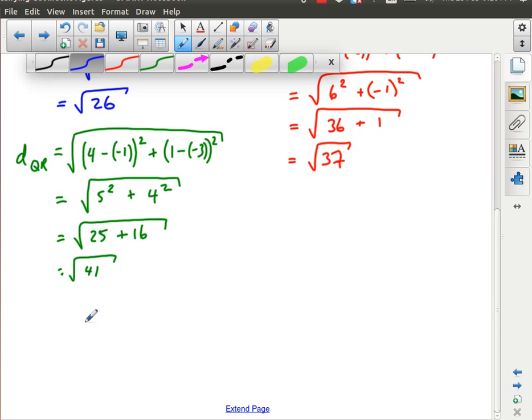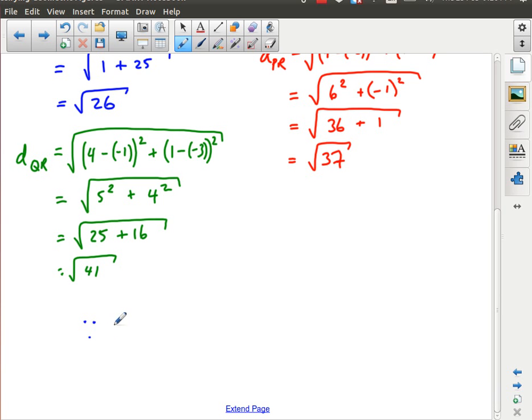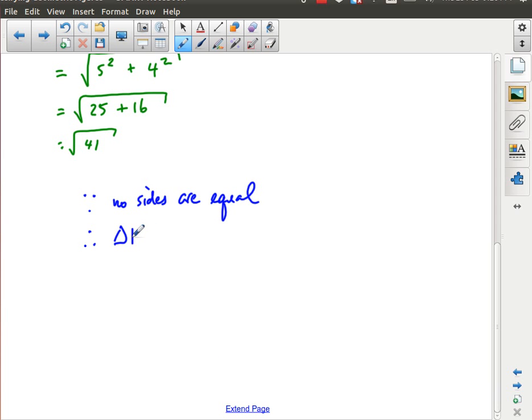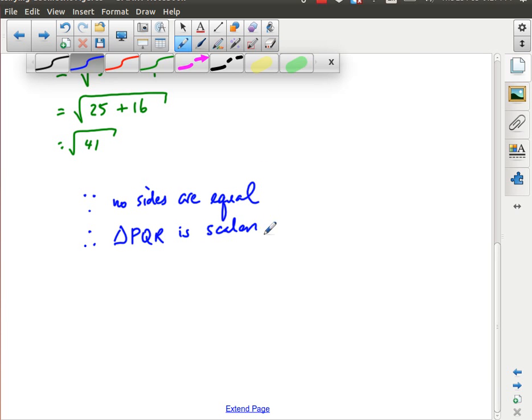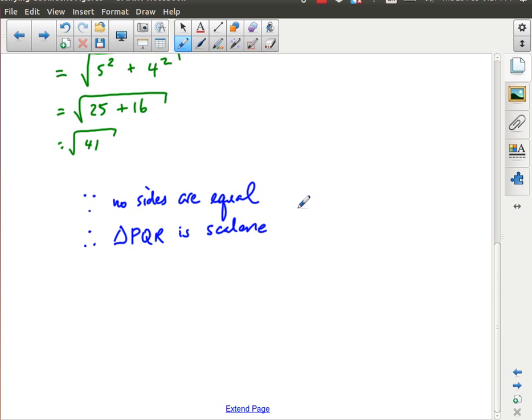so this symbol, since no sides are equal, therefore, again, I'm not going to say it, I'm going to say triangle PQR is scalene. And I didn't spell scalene properly. Scalene. Okay, so that was using the distance formula.